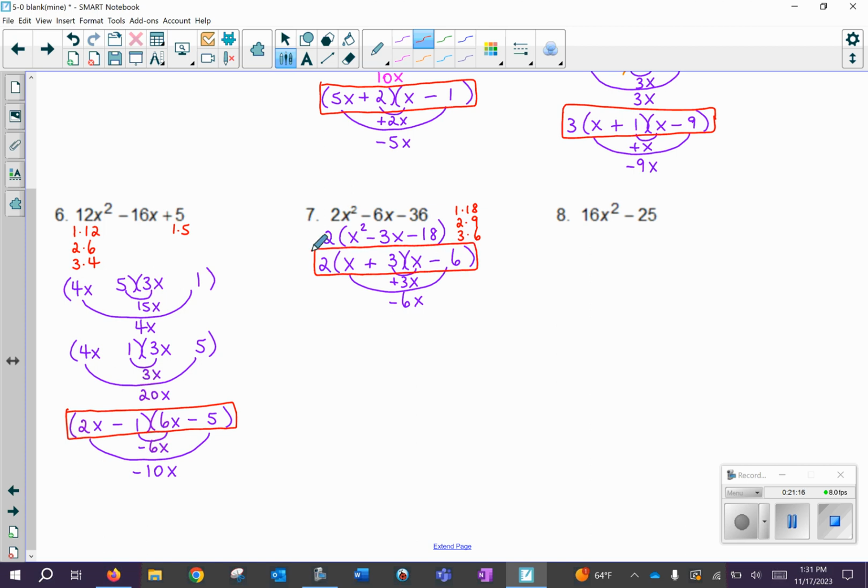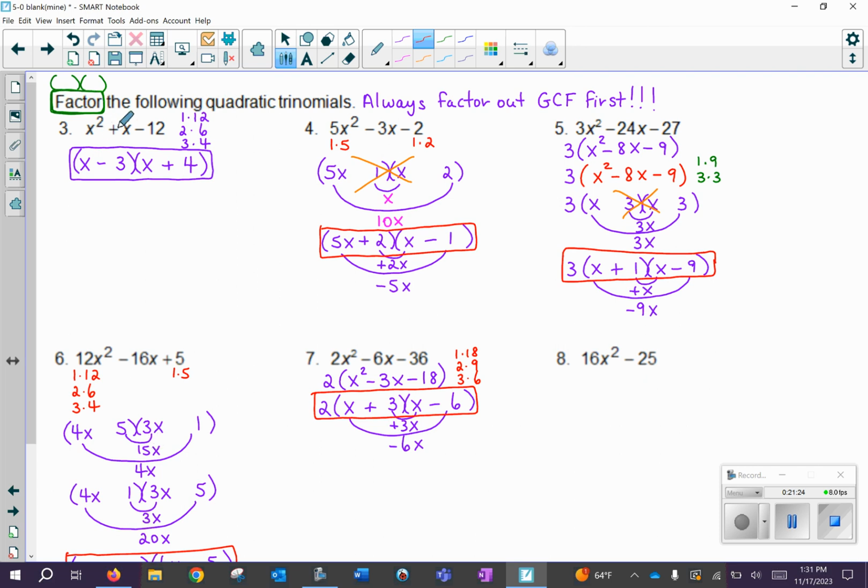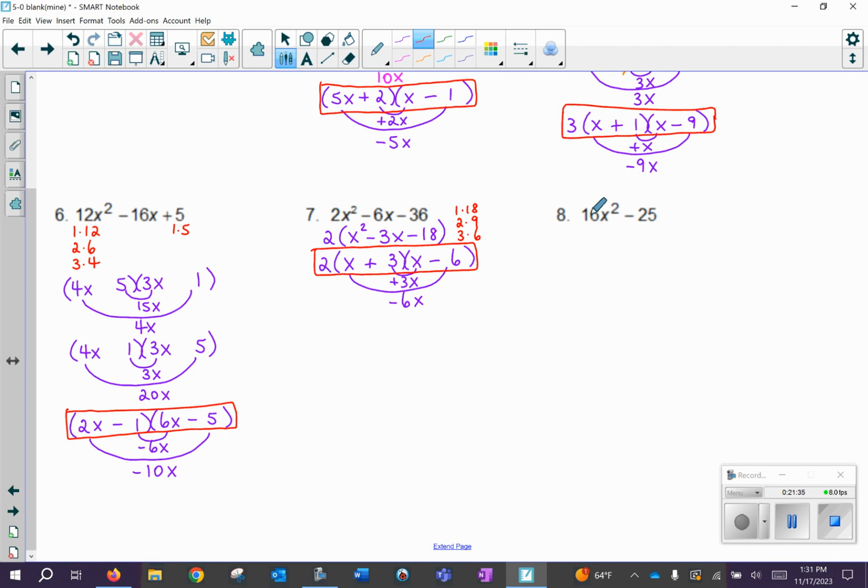Okay, 8 is a different situation. Remember, terms are split by plus and minus signs, guys. So these were all 3 terms, right? That's why they're called trinomials, for 3. There's 1, 2, 3 terms. In number 4, there's 1, 2, 3 terms. Look at number 8, though. There are now 2 terms.